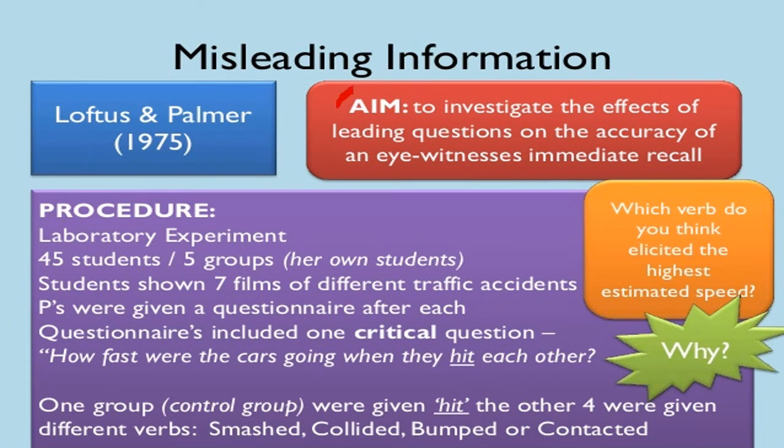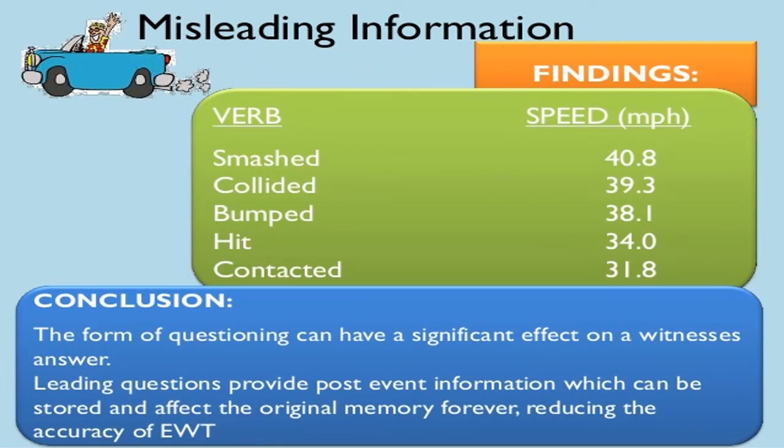So the aim, and you need to know the aim and different features of the experiments, was to investigate the effects of leading questions on the accuracy of eyewitness and immediate recall. And I've already gone through what the experiment was about, but this sort of breaks it down a little further. And this is what they found in regards to findings. With a conclusion, the form of questioning can have a significant effect on witness answers, and leading questions provide post-event information which can be stored and affect the original memory forever, and it does reduce the accuracy of eyewitness testimony. So if you have any questions, don't hesitate to ask.